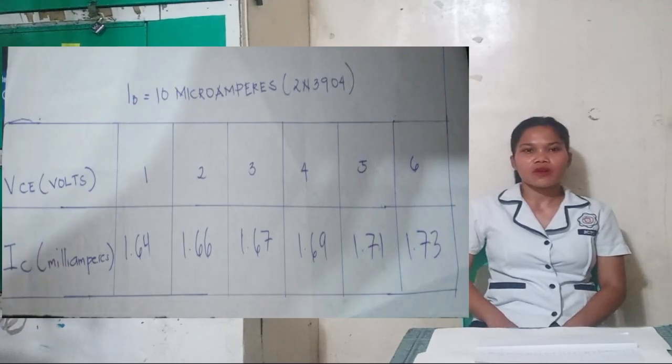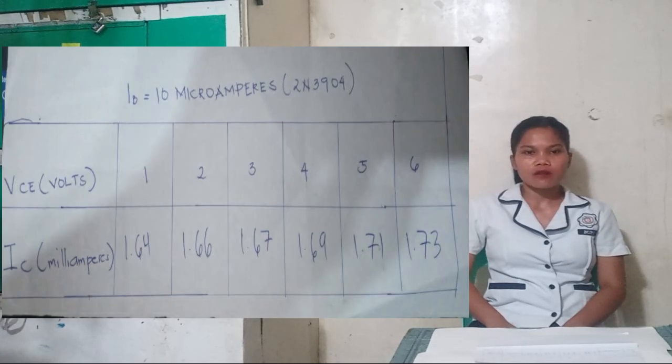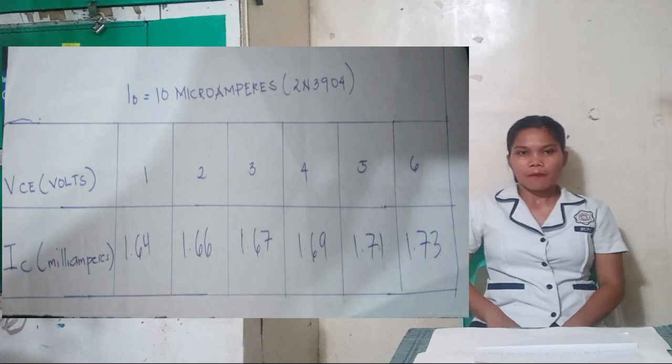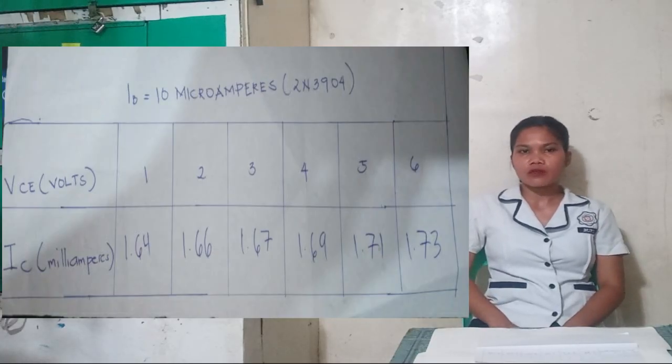During this part of the experiment, the base current of the 2N3904 transistor was increased to 20 microamperes, while the collector current was measured versus the increase in collector emitter voltage from 1 volt to 6 volts. Results showed that collector current increased slightly from 3.28 milliamperes to 3.48 milliamperes. This slight increase points out that the transistor is still operating in its active region.